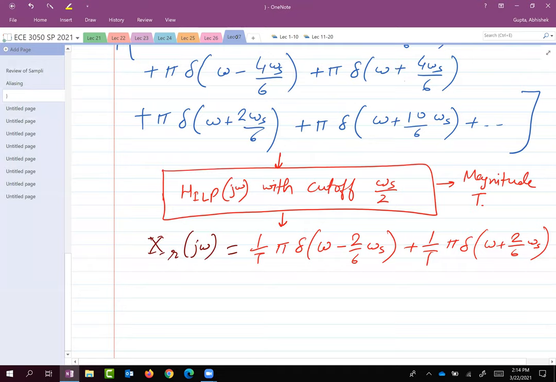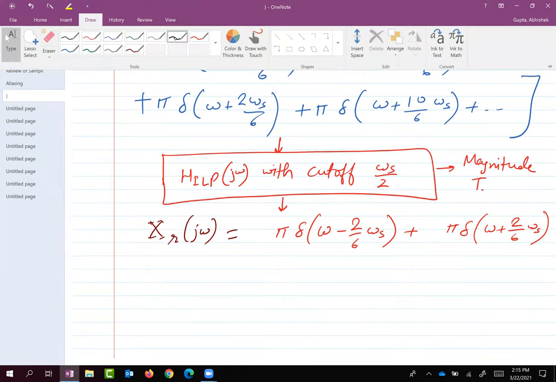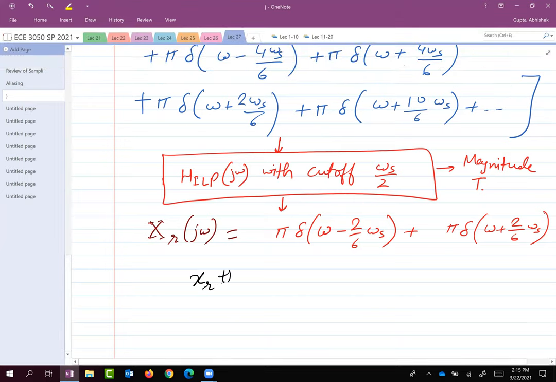Okay. So coming back to lecture 27, the magnitude of this low pass filter has to be capital T. So this 1 over T will get annihilated with this capital T magnitude. So all I'm left with is pi delta of omega minus 2 over 6 omega s plus pi delta of omega plus 2 over 6 omega s. Now let's do the inverse Fourier transform. What would my xr of t look like? Let me rewrite this as 2 pi, whole over 2.